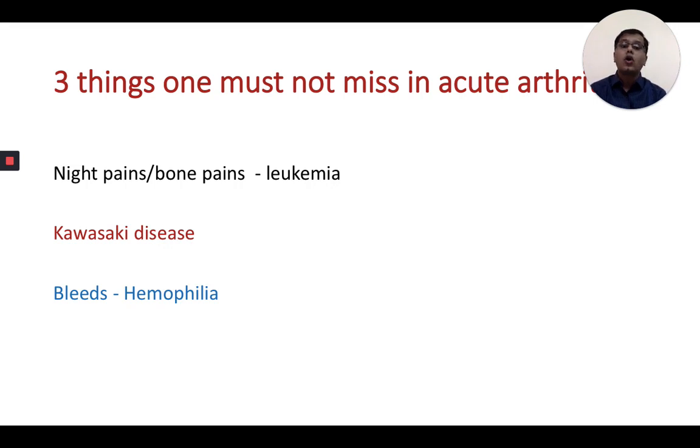This history may not always be present, and one must meticulously ask for it and do a detailed exam so that one does not miss these three things in a child with acute arthritis.